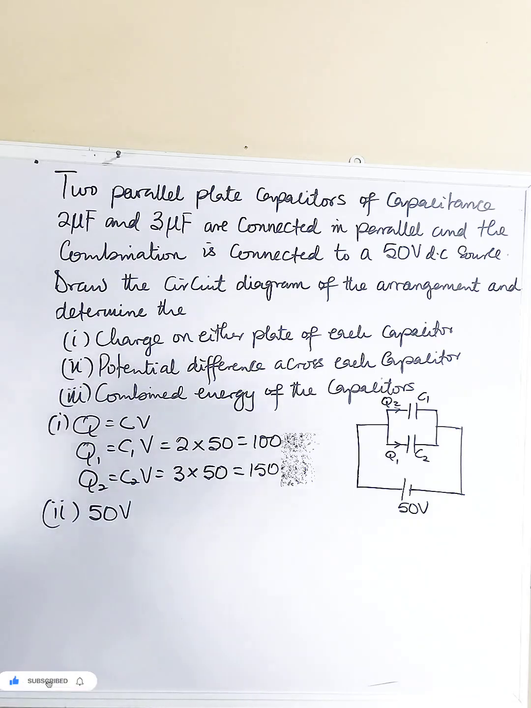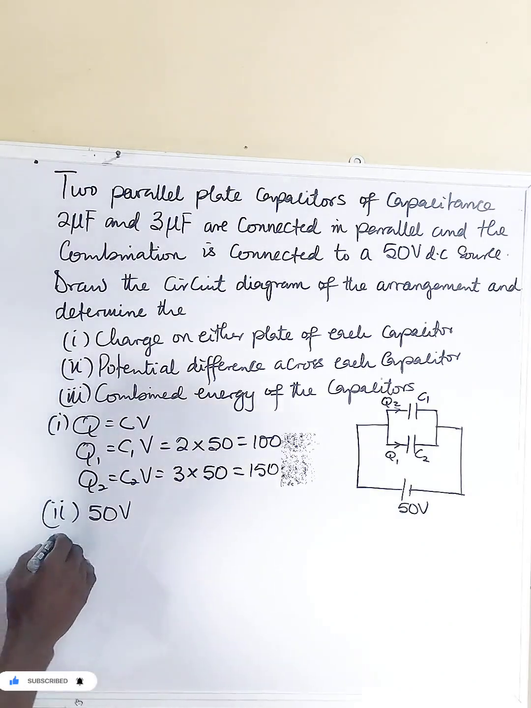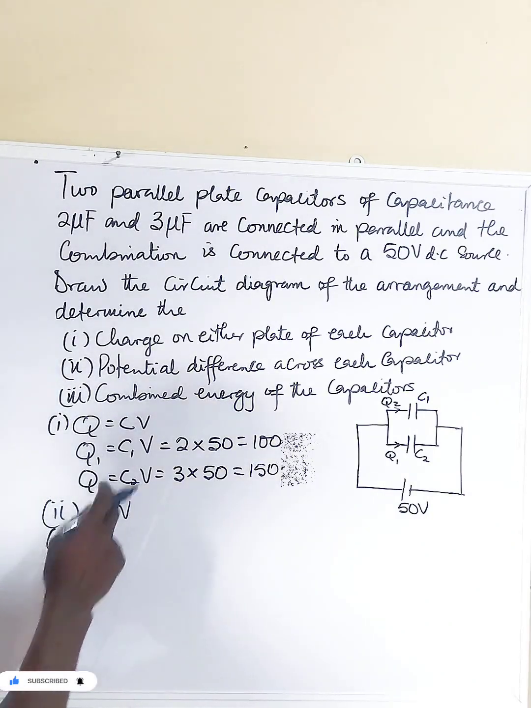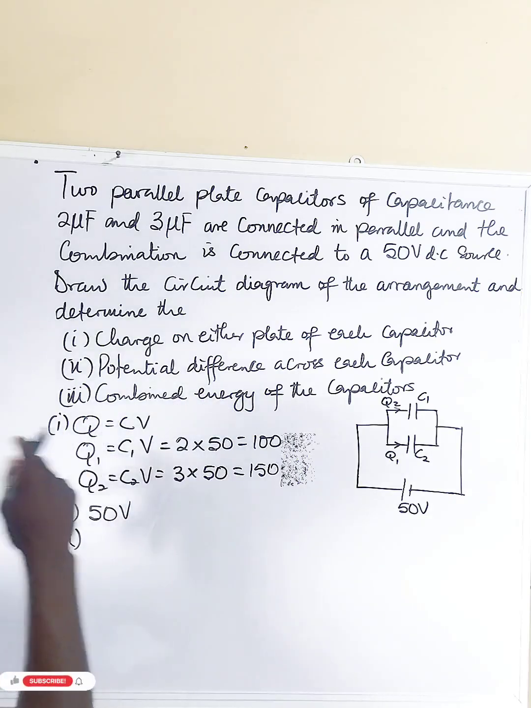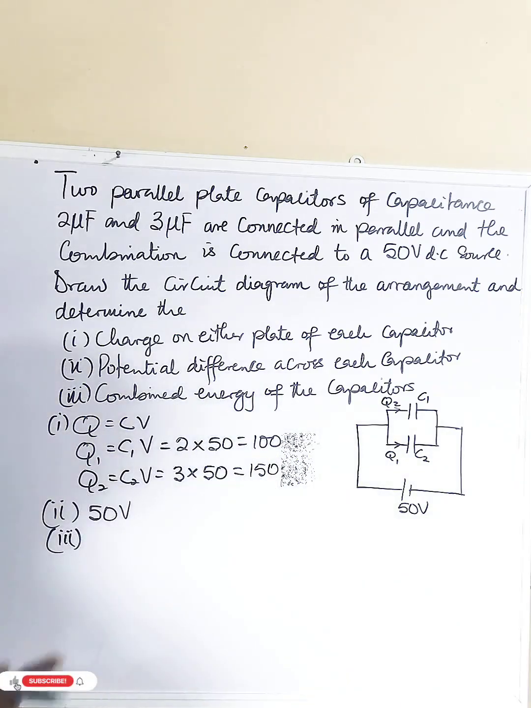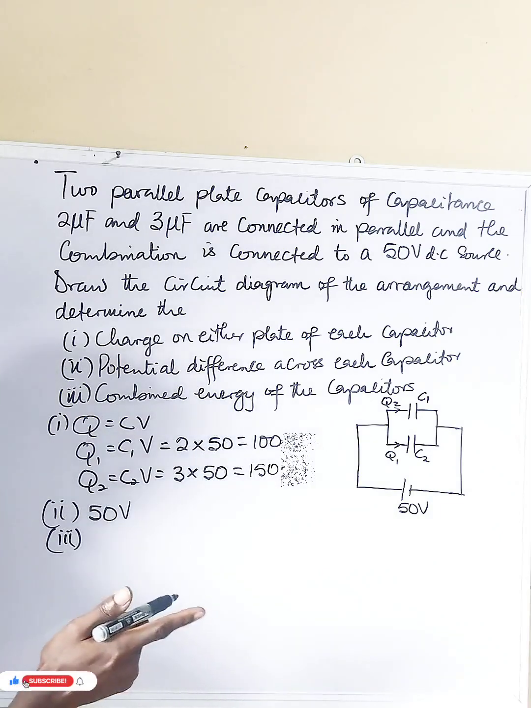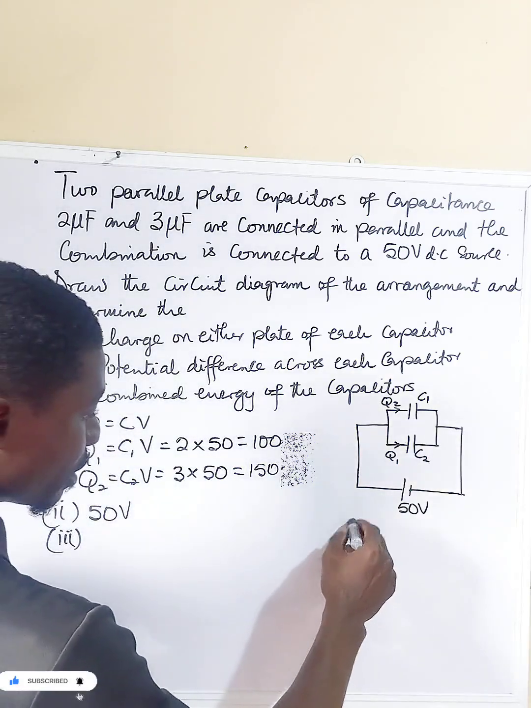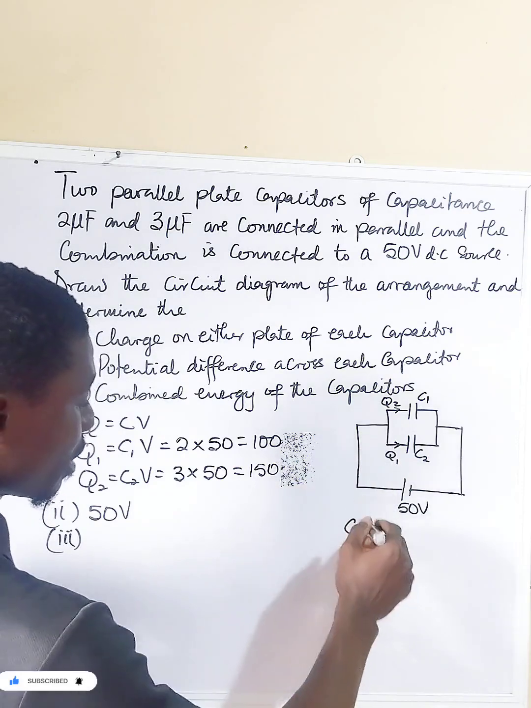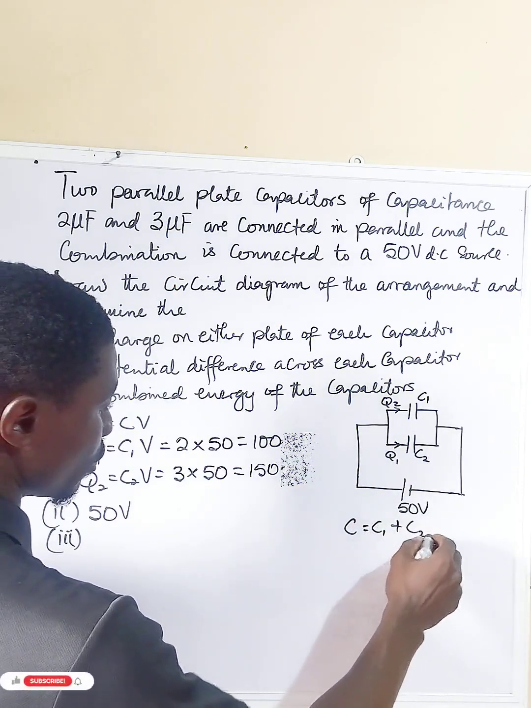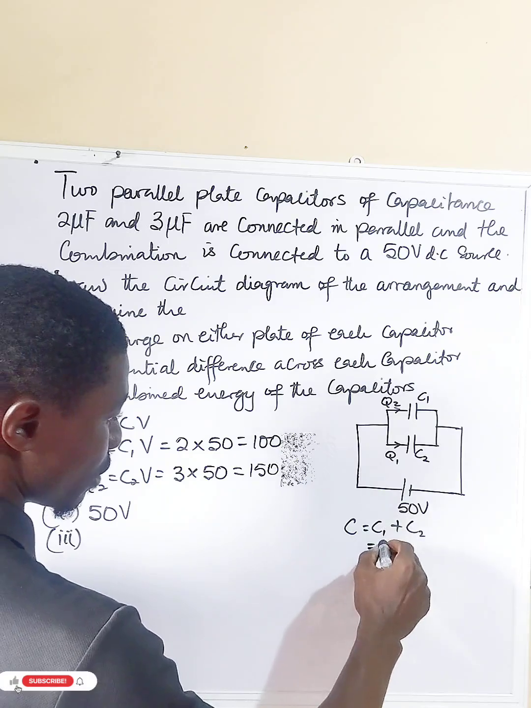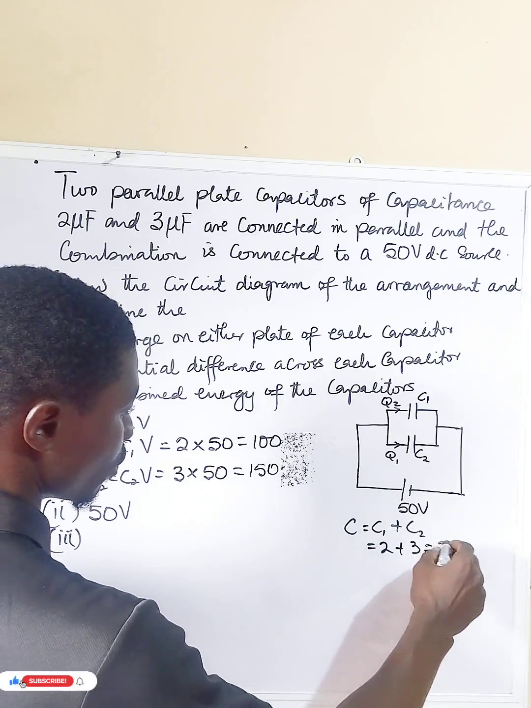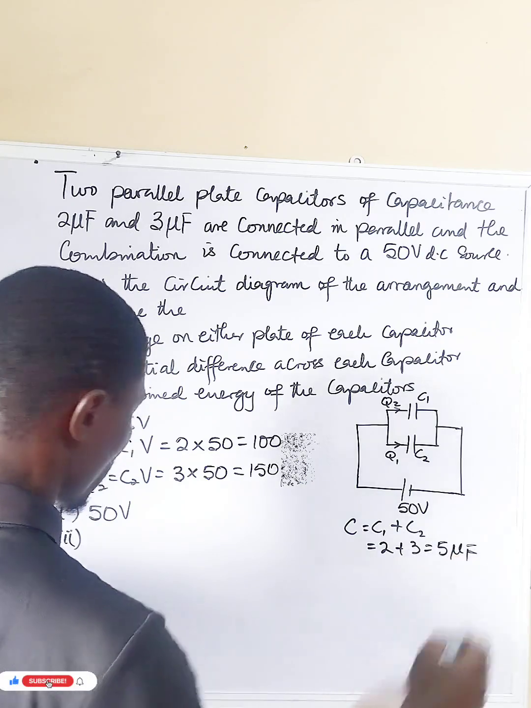Okay, so for number 3, we have the combined energy of the capacitors. First of all, what we need to do is to find the effective or combined capacitance. So that will be C, and since they're in parallel, you have C1 plus C2. Then this will give us 2 plus 3, which gives 5 microfarads.